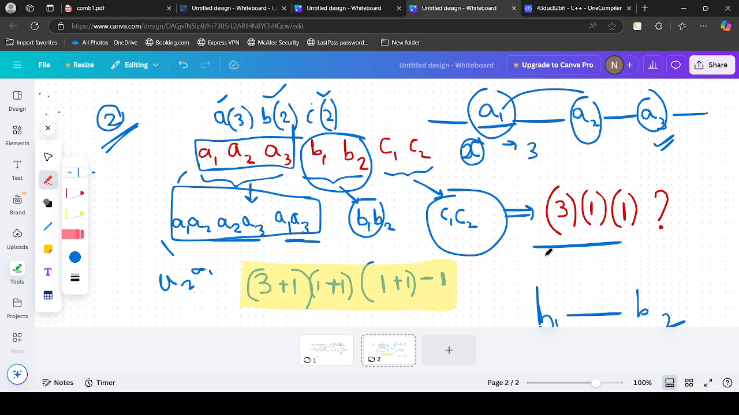And now the answer is 3 into 1 into 1. Because we can select any of this, we can select any of this and we can select this. But is this correct? No.